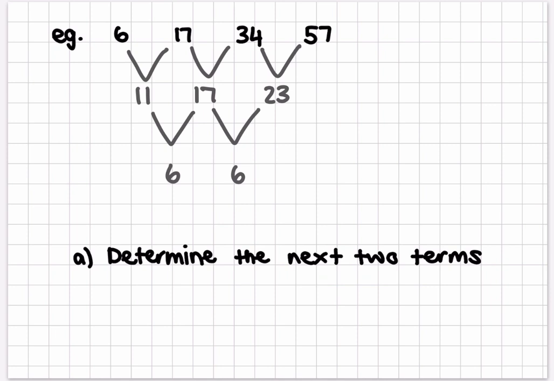Then, the first question asks us to determine the next two terms. How do we do this? We know that that 6 is going to stay the same. So we're going to put a 6 there. Let's add another one just to be safe. Then, we're going to go 23 plus 6 is 29. 29 plus 6 is 35.